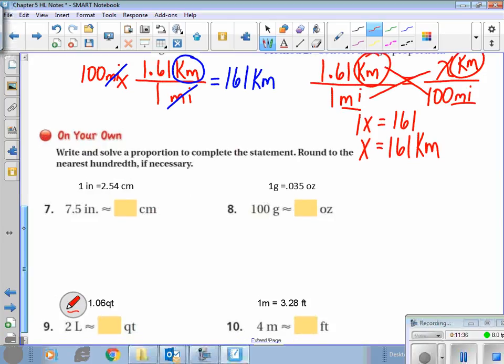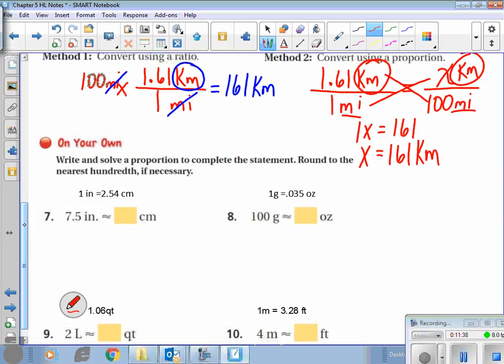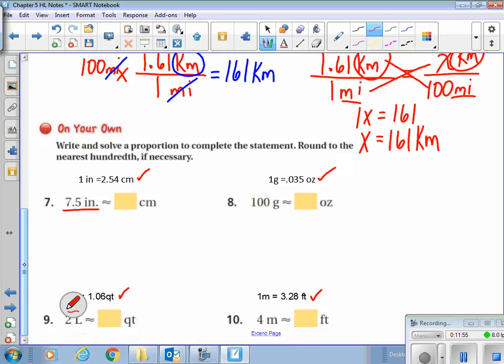So if you look at the on your own problems, I did give you the information that is needed for each one. That should be the information that you're using to set up your first ratio. And your second ratio is going to come from the unit that they gave you. So I'll help you set up number 7 first before I set you off on your own.